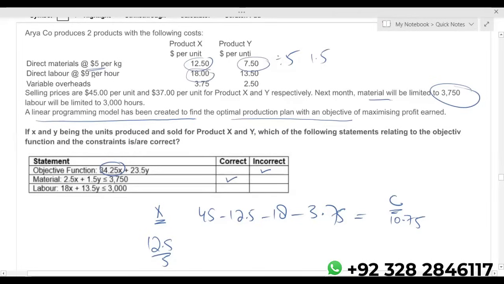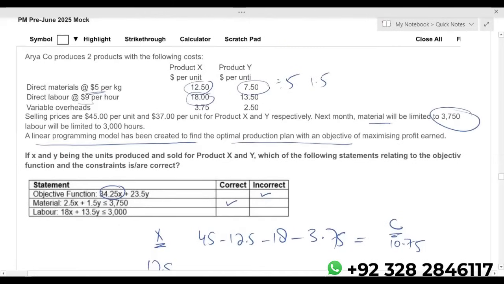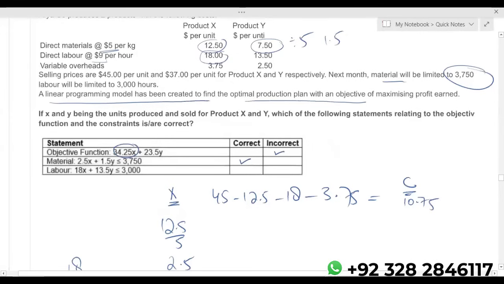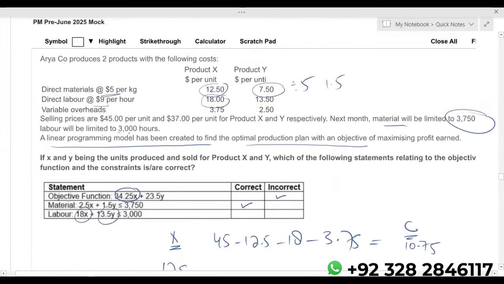Labor is $18 per unit. Labor cost per unit in product X is $18. But the hourly rate is 9, which means $18 is the cost of labor per unit. How many hours does it take? 18 divided by 9, 2 hours. What have they written? And what is this 3000 labor hours? So that's incorrect. You should have written the number of labor hours rather than the labor cost.